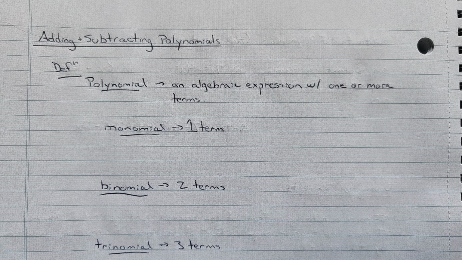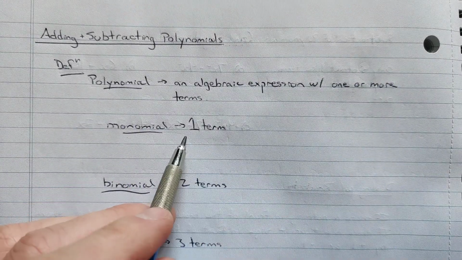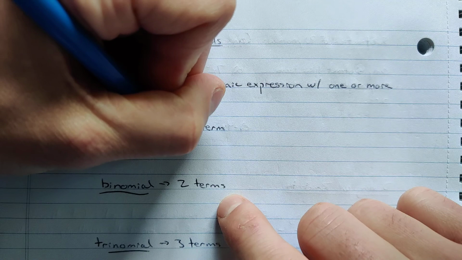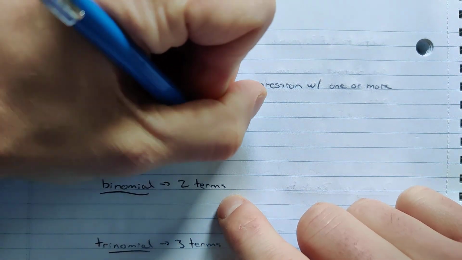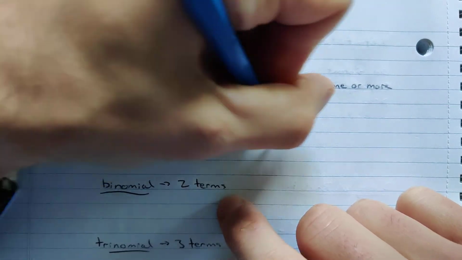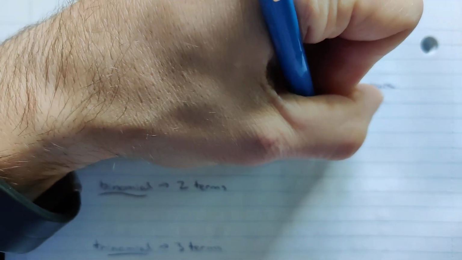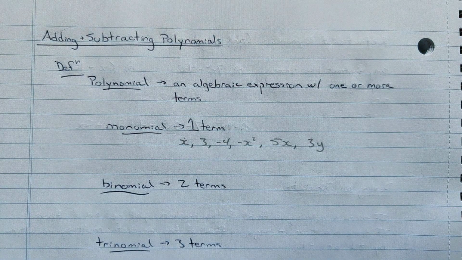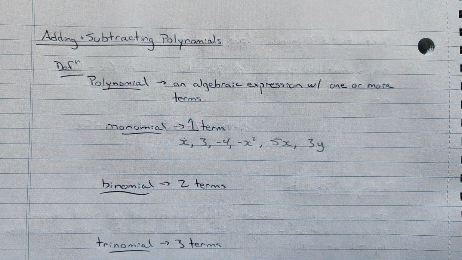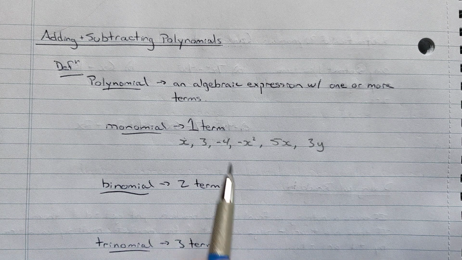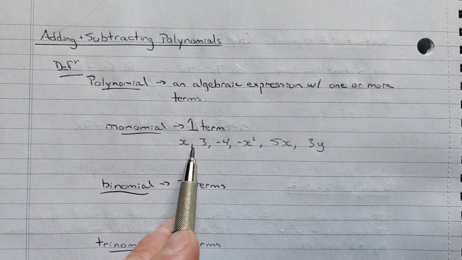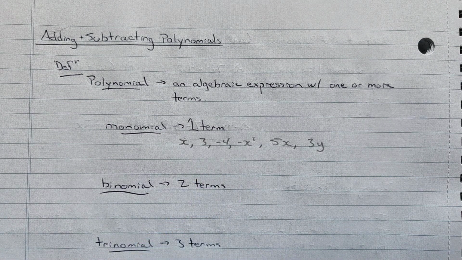There are 3 specific polynomials that we tend to name. These are the monomial, mono meaning one, so one term. Examples of this could be something like x, 3, negative 4, negative x squared, 5x, 3y. Those would be examples of monomials. There's a single term there, and nothing's separated by the plus or minus sign. There's a minus sign here, but it's not separating them. Again, these commas mean they're separate, complete entities.